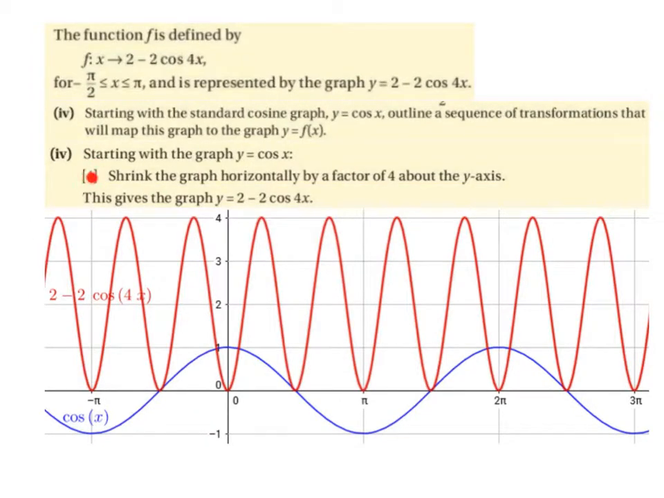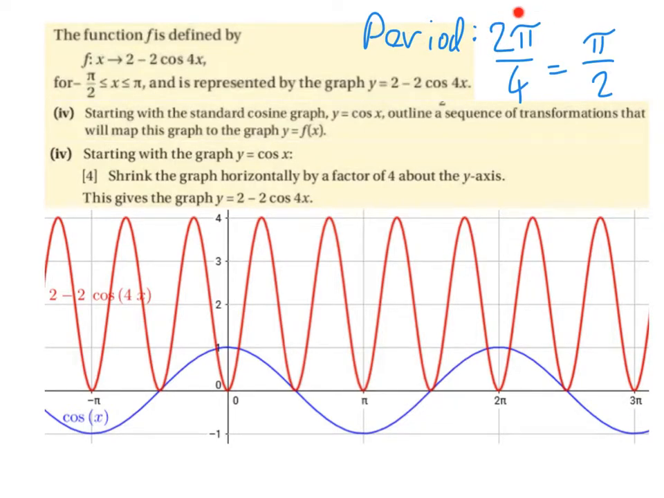The fourth step, we want to shrink the graph horizontally by a factor of 4 about the y-axis. Remember, the period is always 2 pi divided by the number that's stuck on in front of the x, which in this case was 4. So 2 pi divided by 4 gave us pi over 2. And pi over 2 is here on our x-axis. So that's why we now have one period of the cosine graph going from 0 to pi over 2.